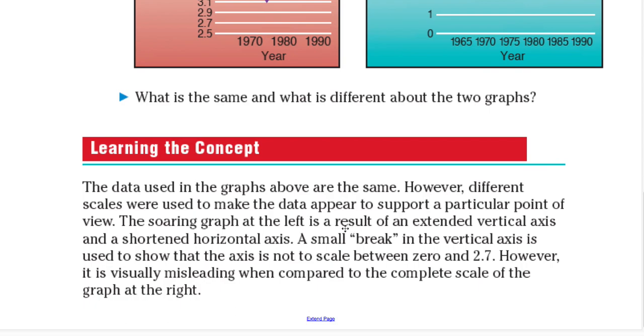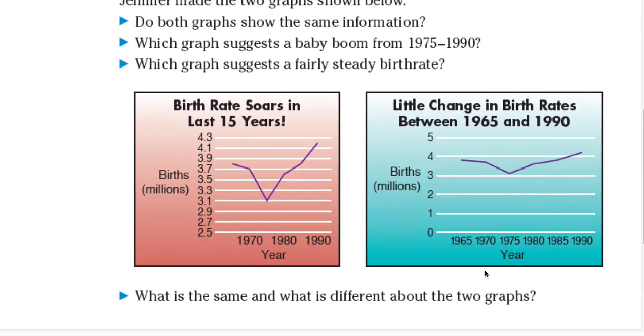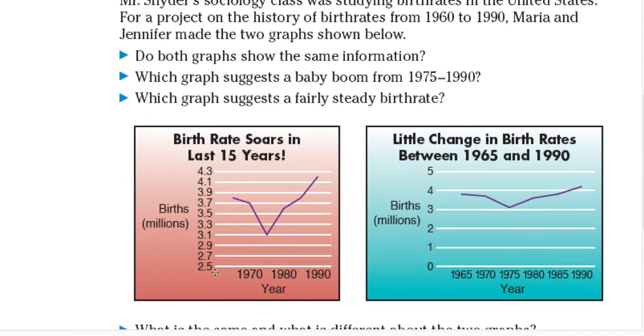The soaring graph at the left is a result of an extended vertical axis and a shortened horizontal axis. A small break in the vertical axis is used to show that the axis is not to scale between 0 and 2.7. However, it is visually misleading when compared to the complete scale, the graph at the right. So what is it saying? The graph on the left does not have a complete scale because it does not start with 0, compared to the complete scale of the graph on the right.